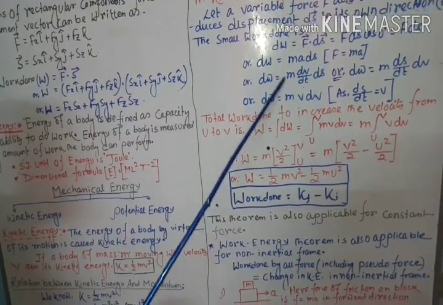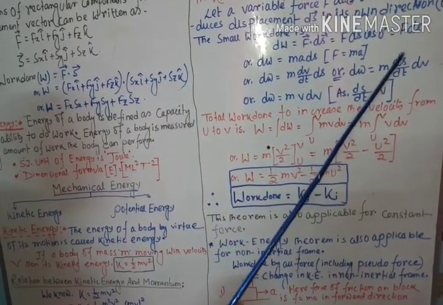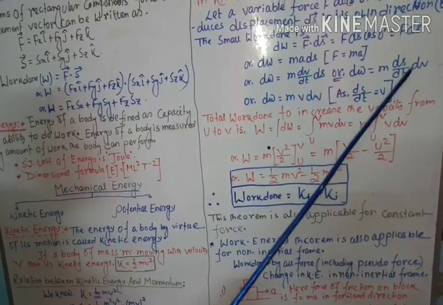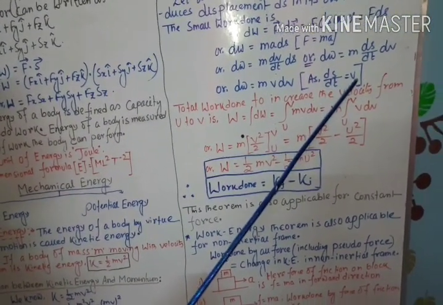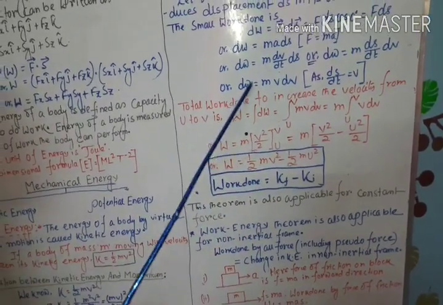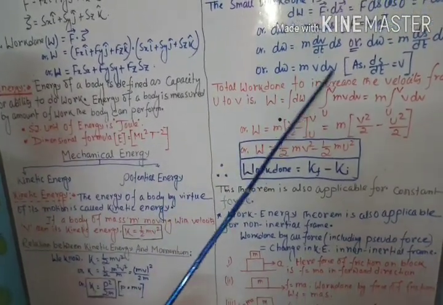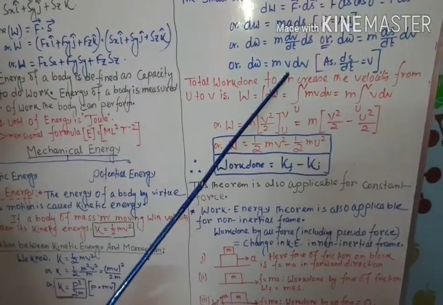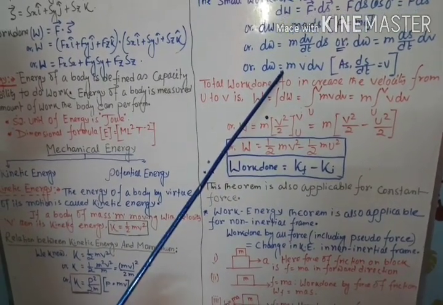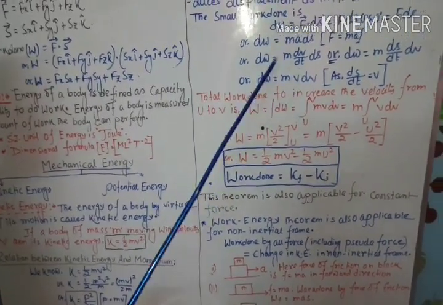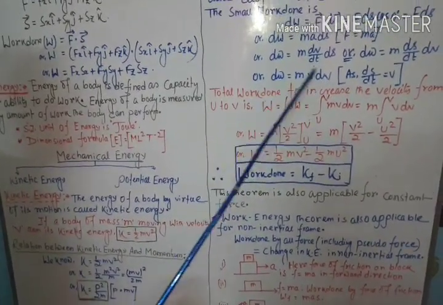Now I just rearrange these expressions like this, that is dW equal m ds by dt into dv. Now from the definition of velocity, ds by dt is equal to the velocity. So therefore this expression becomes dW equal mv dv. So this is the small amount of work done. Now to determine the total amount of work done to change the velocity from u to v, we have to perform the integration over these expressions.